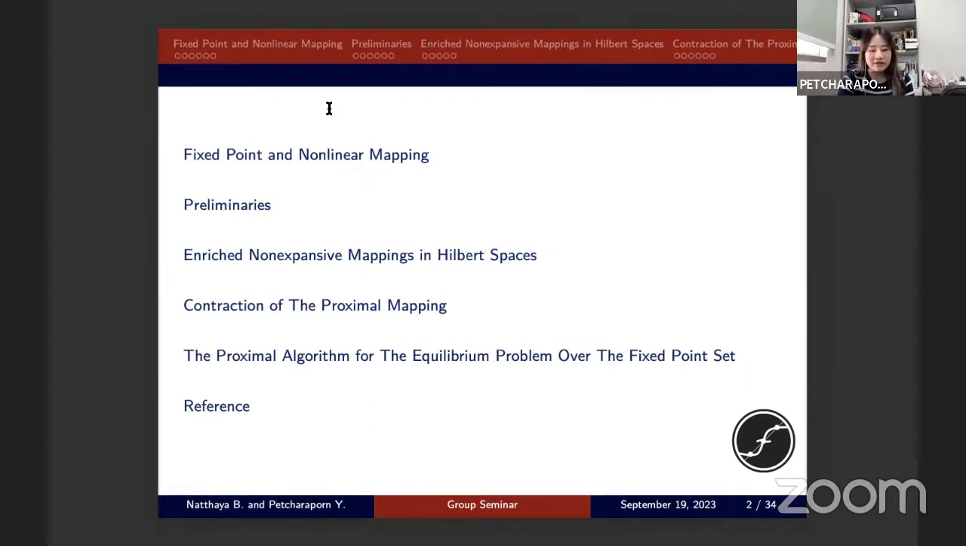The topic of this talk: fixed point and nonlinear mapping. Preliminary, enriched non-expansive mapping in Hilbert space. Contraction of the proximal mapping. The proximal algorithm for the equilibrium problem over the fixed point set.